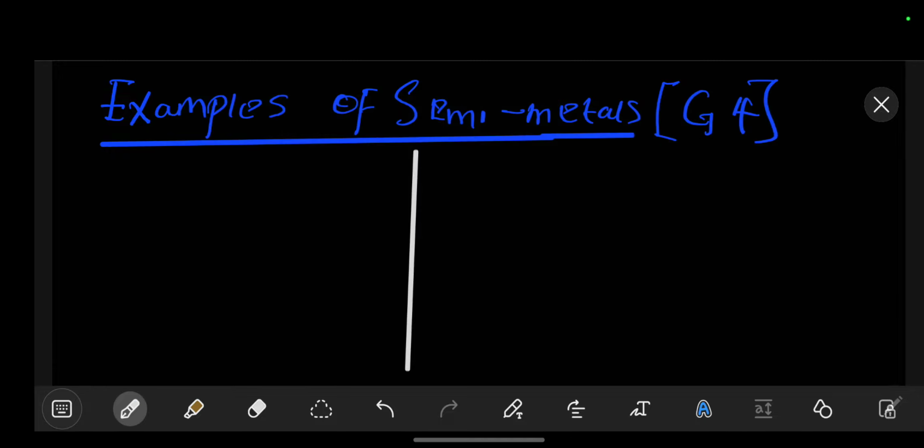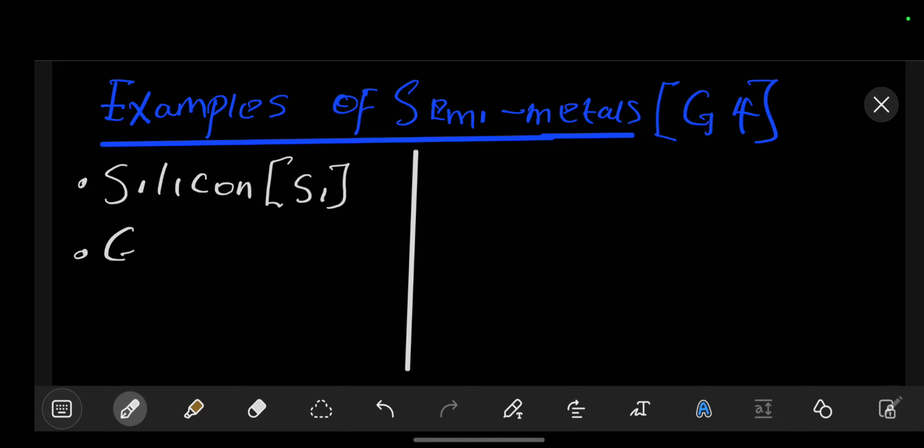Now, there are several examples of semi-melters, but the two most common examples that you have to memorize are silicon, which has the symbol Si, and germanium, which has the symbol Ge. Like I told you, there are so many examples, but these two are the most common examples of semi-melters. Now let's move into the noble gases.